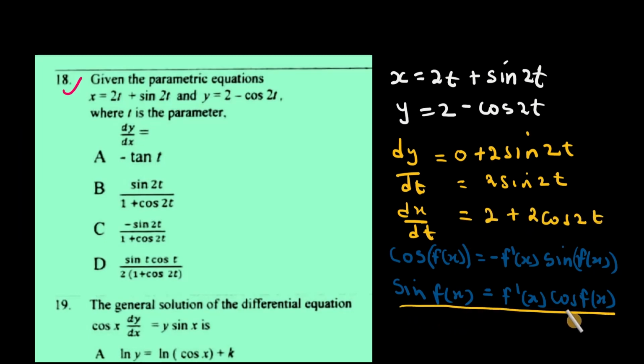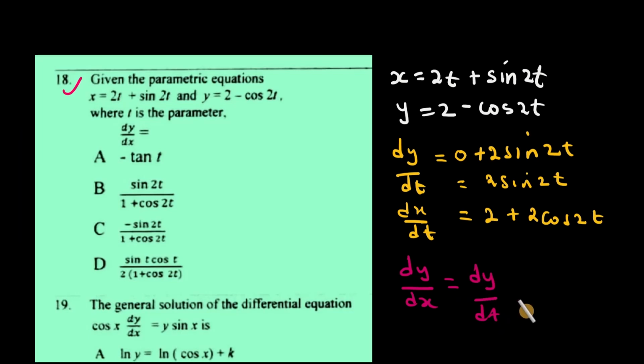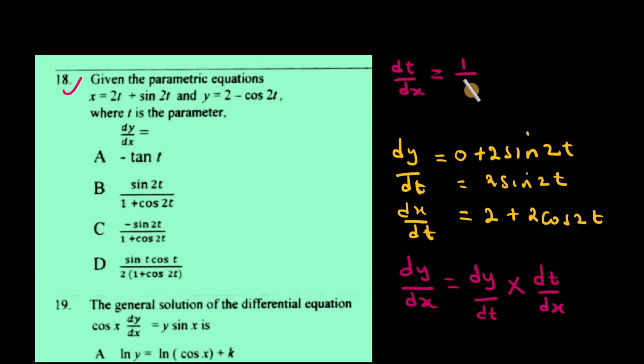Following this formula, dy/dx can be written as dy/dt times dt/dx, because when I cancel dt, I'm still going to have back dy/dx. So it's just a way of writing dy/dx in terms of dy/dt and dx/dt. But dt/dx is equal to 1 over dx/dt. That is equal to 1 over 2 plus 2 cos 2t.